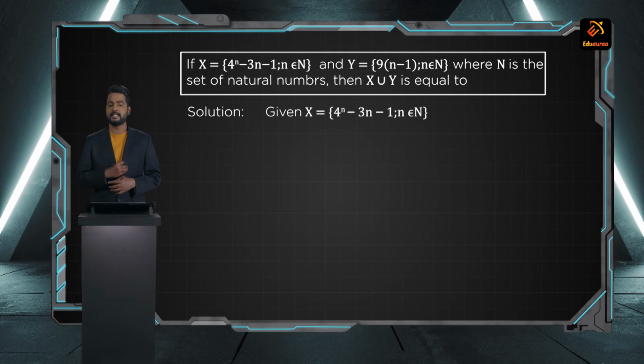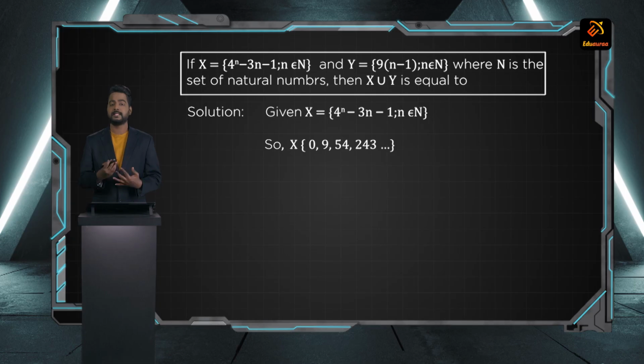Now we know X is equal to the set of 4 raised to n minus 3n minus 1, where n belongs to natural numbers. So substituting n equal to 1, the answer will be 0. Substituting n equal to 2, the answer will be 9. Substituting n equal to 3, the answer will be 54. Substituting n equal to 4, the answer will be 243. So X will contain the elements 0, 9, 54, 243, and so on.